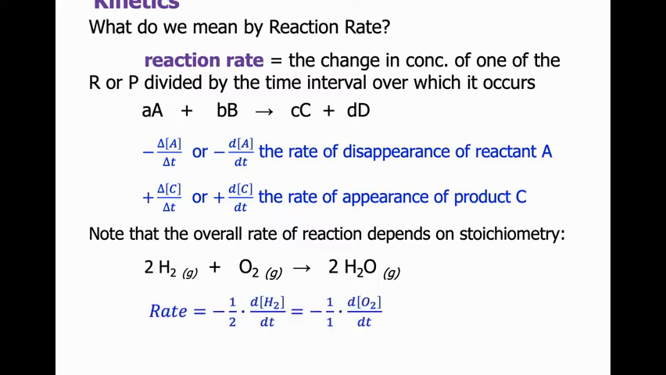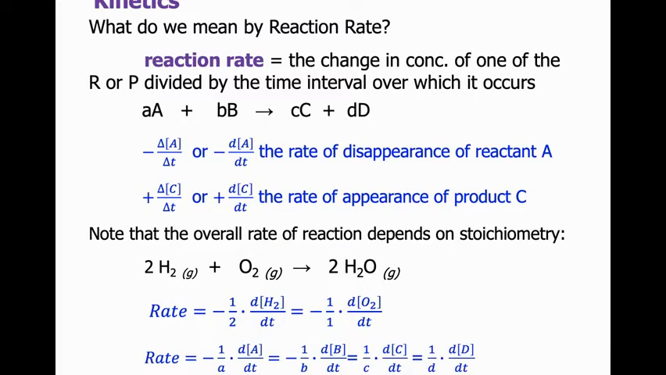So if we want to talk about the overall rate of this reaction, we would say that the rate of this reaction is equal to -1/2 the rate of change of hydrogen with respect to time, which would be equal to the negative of the rate of change of oxygen with respect to time. Since this rate happens twice as fast as this rate, these two will be equal.